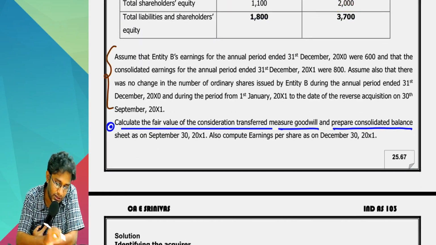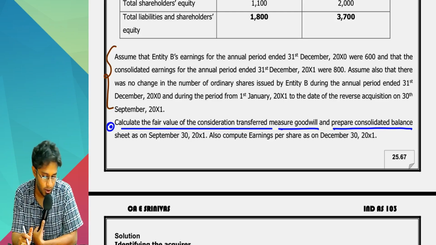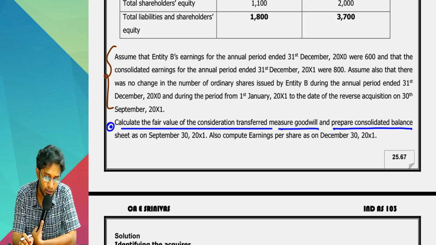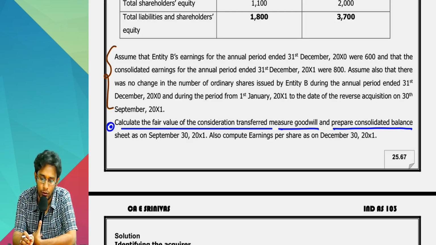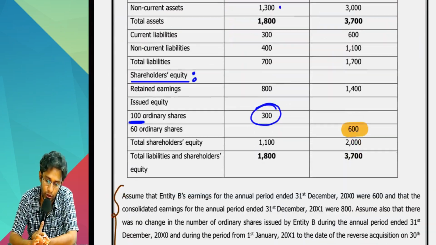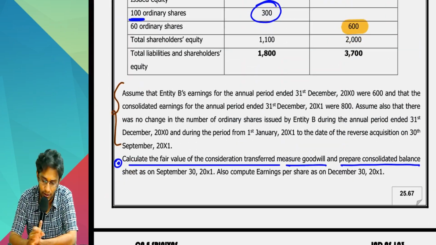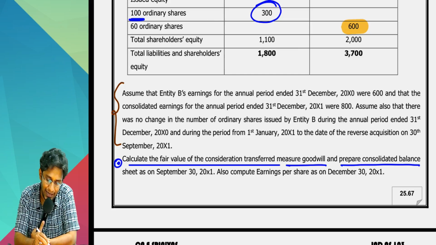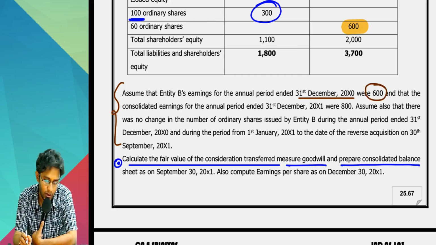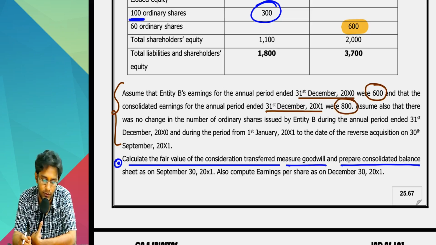Another part of the question is there. Read here. Assume entity B's earnings for the annual period ended 31st December 20x0 was 600. Last year, sir, because current year is X1. On 30th September this drama happened. But this is last year's earnings of B Limited. And the consolidated earnings for the annual period ending 31st December 20x1 were 800. That is the current year's consolidated earnings.